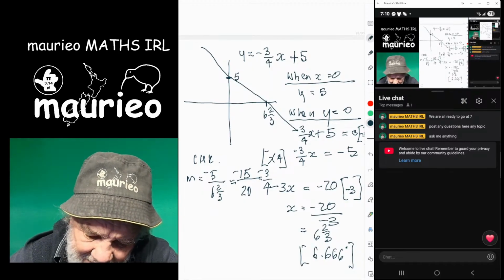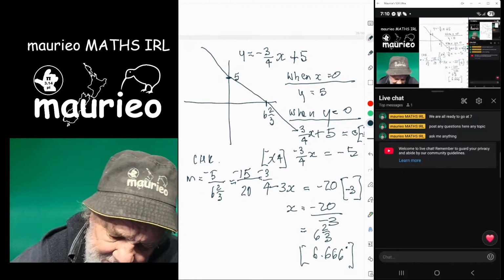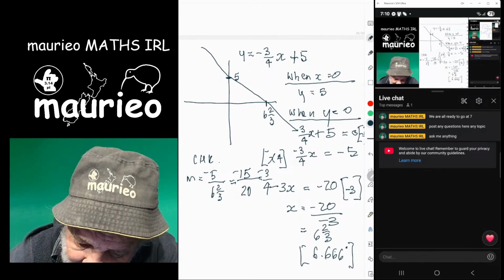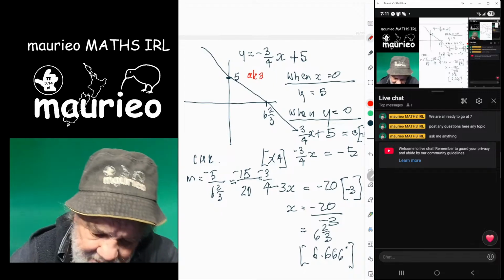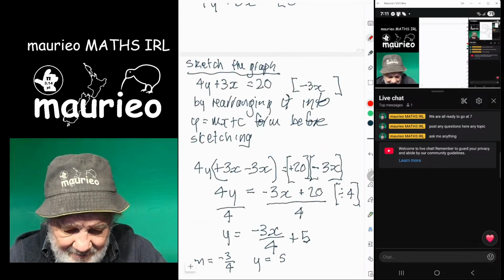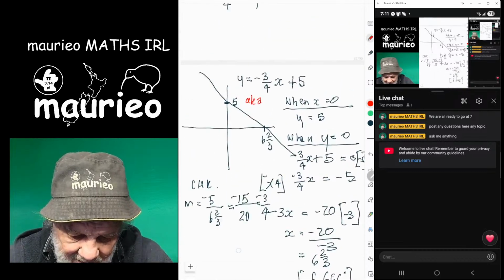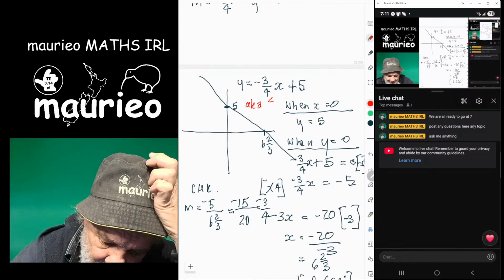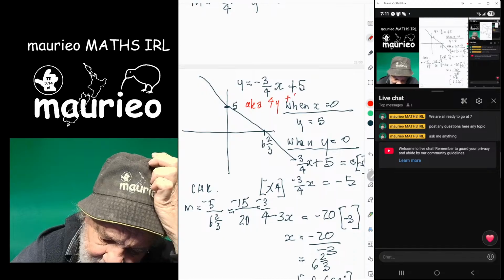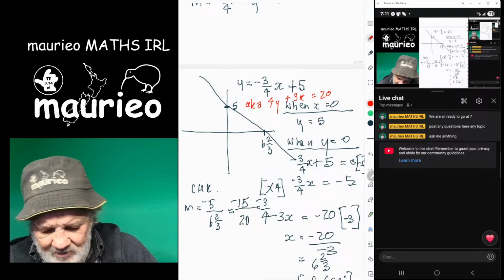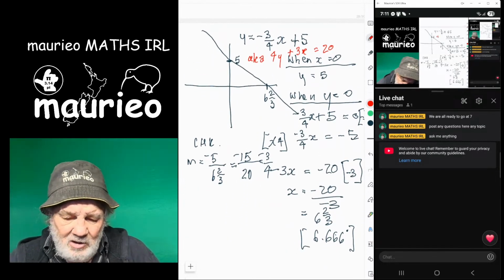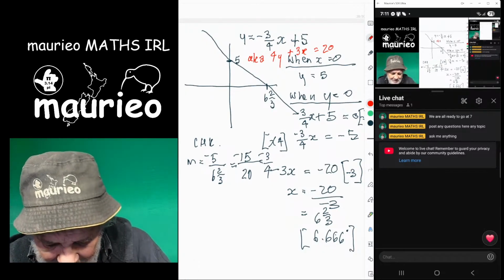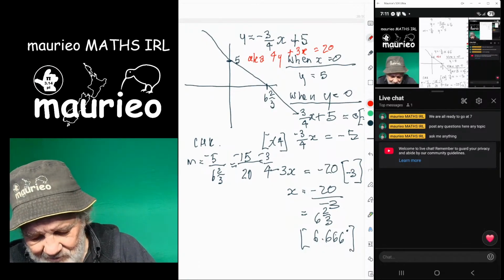That's the graph. Y equals -3/4 x, and it's also known as 4y plus 3x equals 20. So that was the overnight one there, working with straight line graphs.